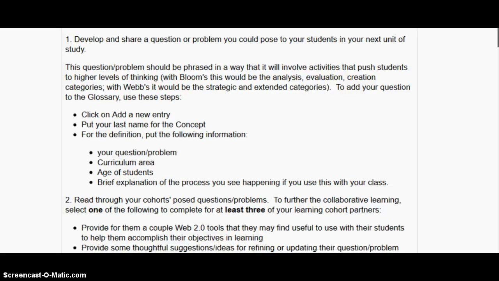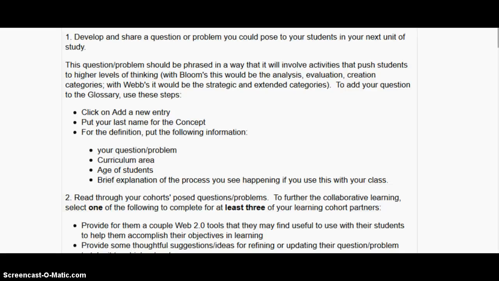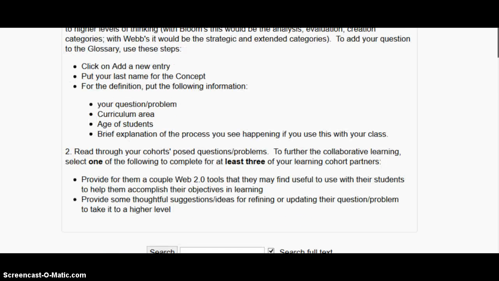So I want you to note that Jan and I will be looking for all of that information as we grade this. Make sure you look at your question or problem, your curricular area, the age of your students, and then a brief explanation of the process you see happening with your class. Your entry will have to include all of that information.